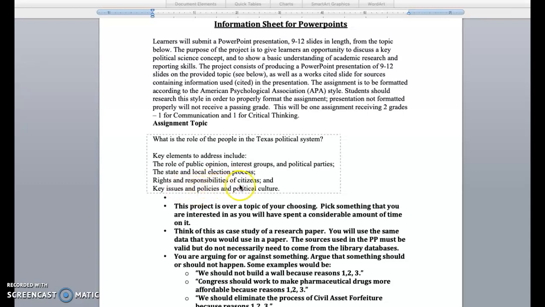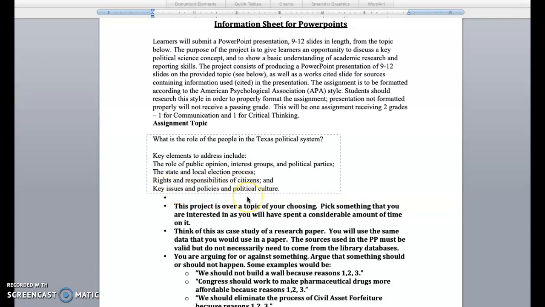Key issues and policies and political culture. This is where you would talk about the extenuating circumstances. If you are doing legalization of marijuana again, then you're talking about the issues that would come about. You could talk about legalizing it just for medicinal purposes. You could talk about CBD oil, cannabidiol, putting it in gummies, things like that, but with the THC compound taken out. That's one of the things that people are talking about. So you could talk about the extenuating circumstances and the key issues surrounding it.